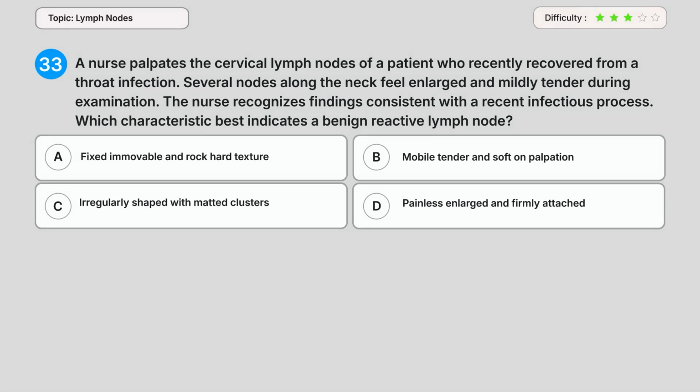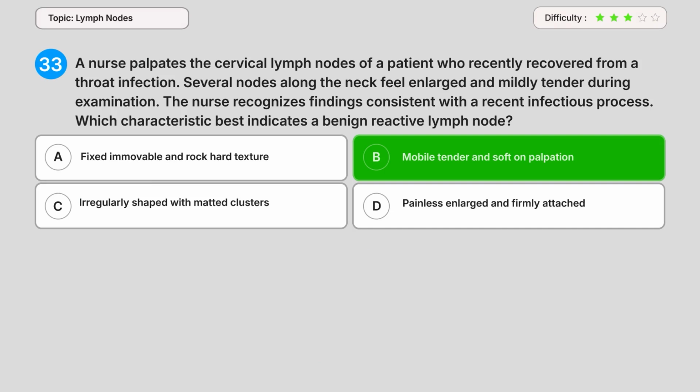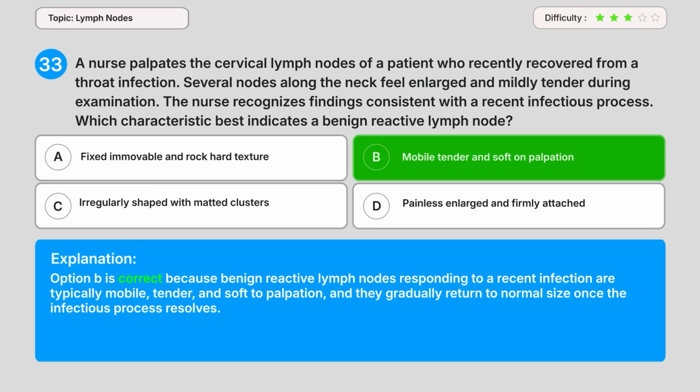Correct answer. B. Mobile, tender and soft on palpation. Explanation. Option B is correct because benign reactive lymph nodes responding to a recent infection are typically mobile, tender and soft to palpation, and they gradually return to normal size once the infectious process resolves.